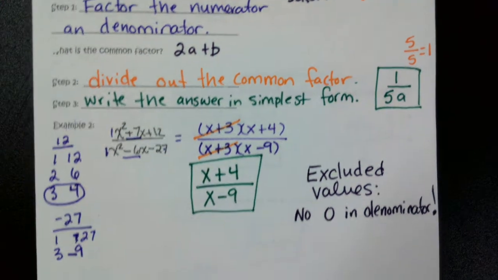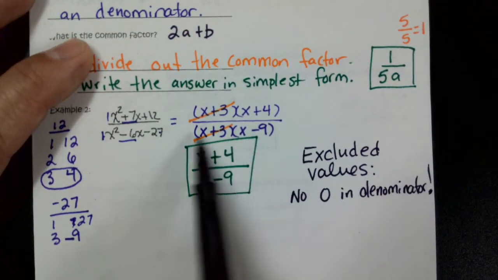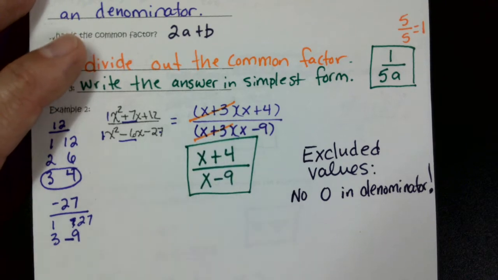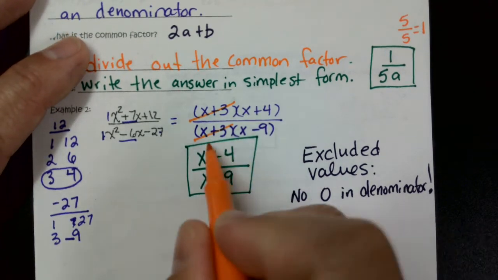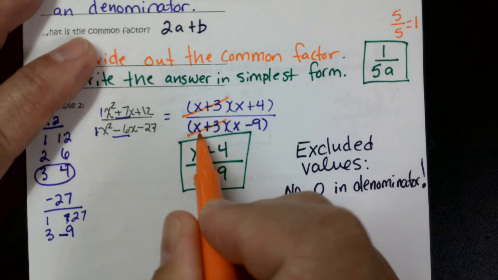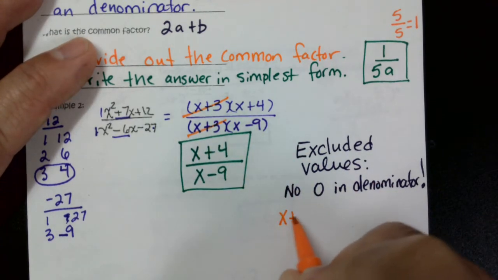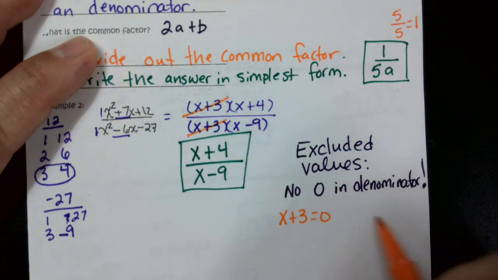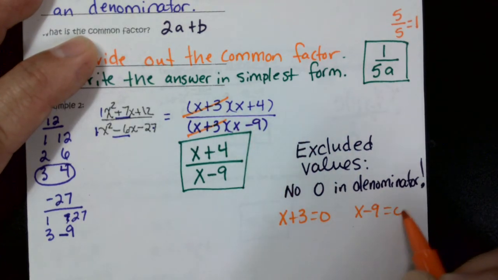So what we have to find out is what would give us 0 in the denominator. Even though the x plus 3 has been divided out, it still can cause us problems. So we look at the x plus 3. What makes x plus 3 equal 0, and what makes x minus 9 equal to 0?